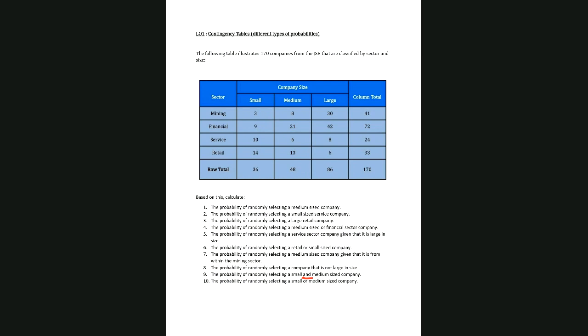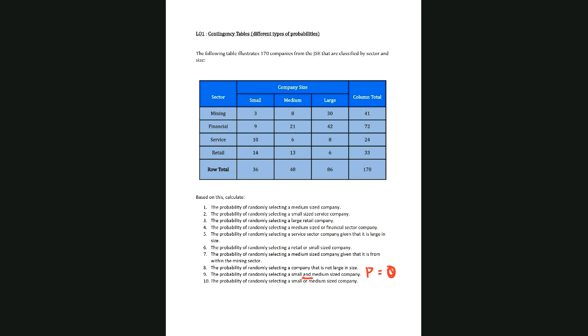And so in this case, it is a mutually exclusive event where the probability would equal 0, because it is not possible to select a company that is both small and medium in size. It can be small or medium, but it can't be both small and medium. Okay, so in this case, your probability would be equal to 0. So please pay very careful attention to the wording that's being used.